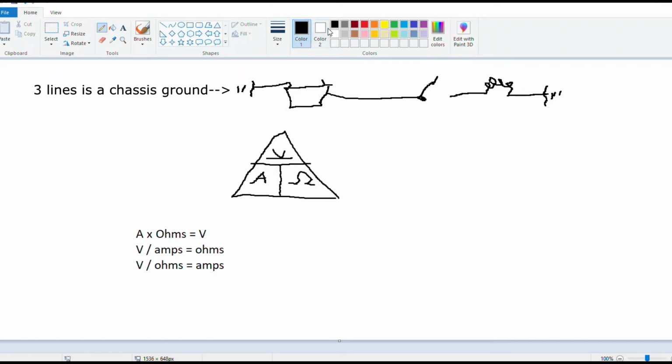Voltage is always equal to amps times ohms, right? So if we know that amps times ohms equals volts, well, that means volts divided by amps equals ohms, volts divided by ohms equals amps. So using that logic, we can understand the math behind electricity, and we can figure it out.